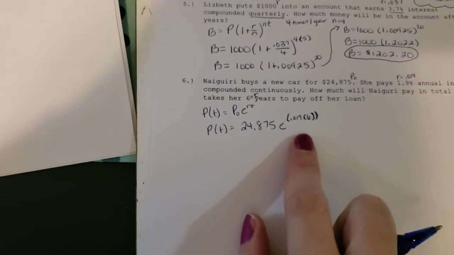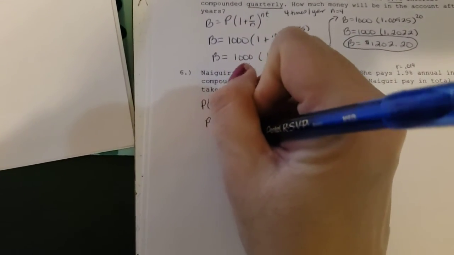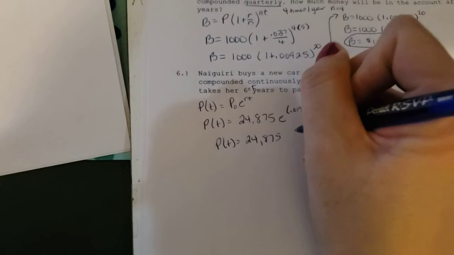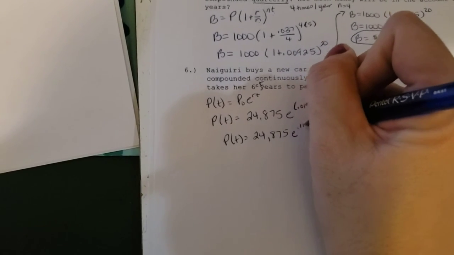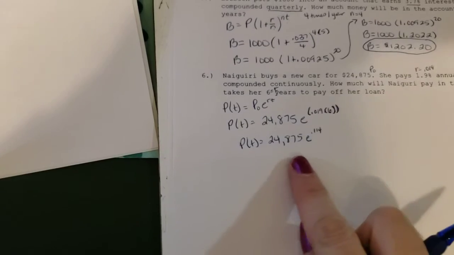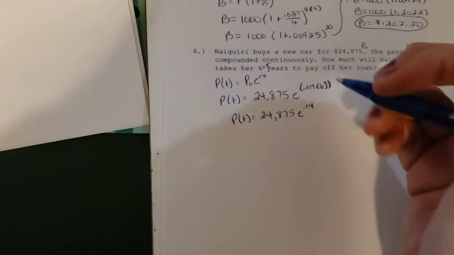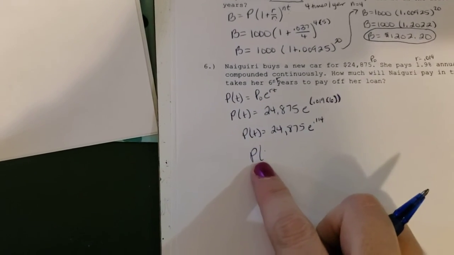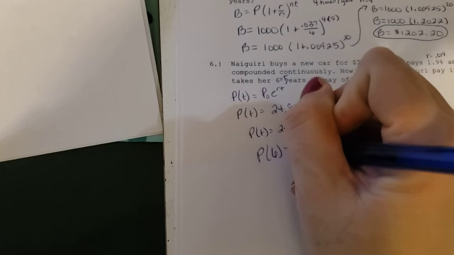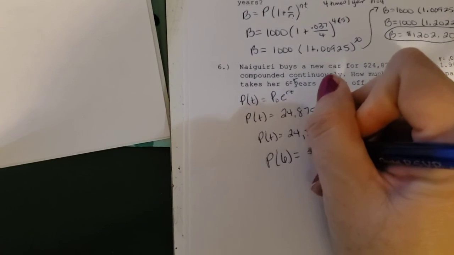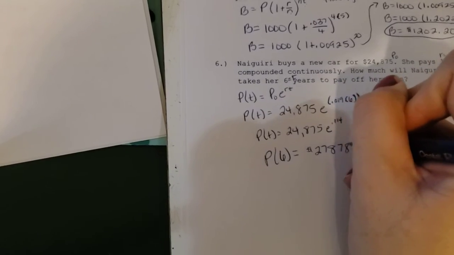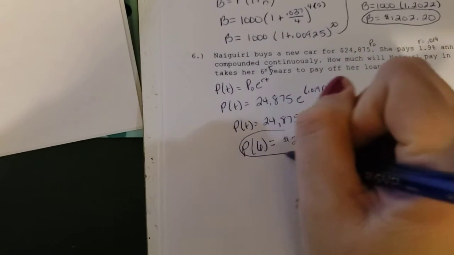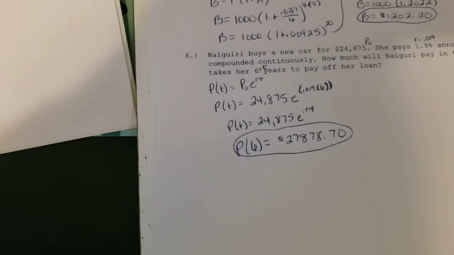All right, so if I go ahead and do the multiplication out here in the exponent, I get 24,875 times e to the 0.114 power. And then I put this in my calculator, replacing t with a 6 because I know what my t equals, and I get $27,878.70. So this is my answer to that continuously compounded interest question.